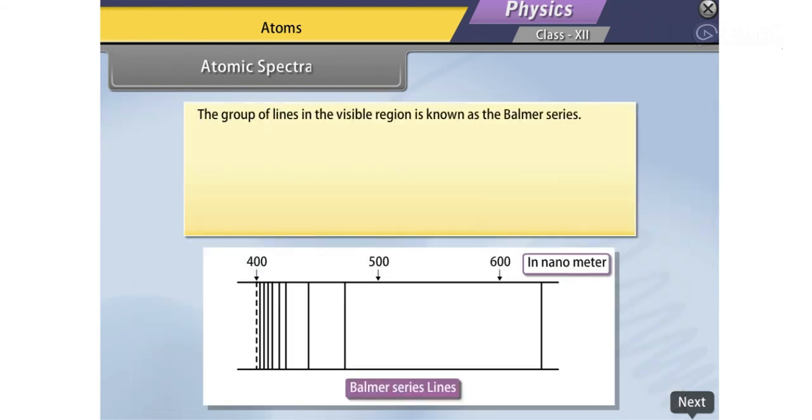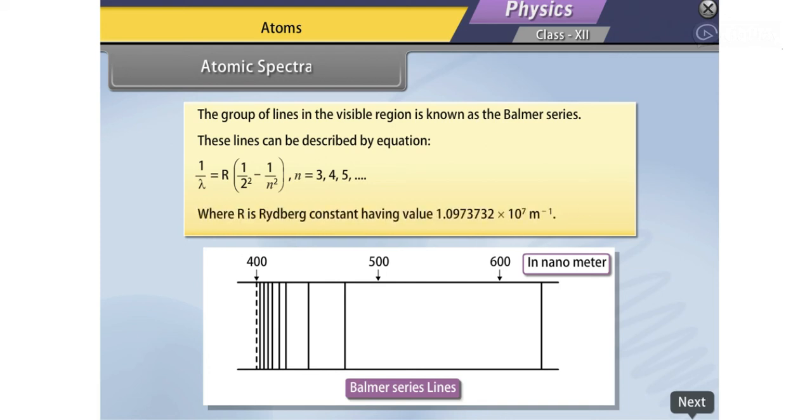The group of lines in the visible region is known as the Balmer series. These lines can be described by the equation 1 upon lambda equals R times (1 upon 2 square minus 1 upon n square). Here the value of n may be 3, 4, 5 and so on, where R is the Rydberg constant having value 1.0973732 times 10 raised to the power 7 per meter.